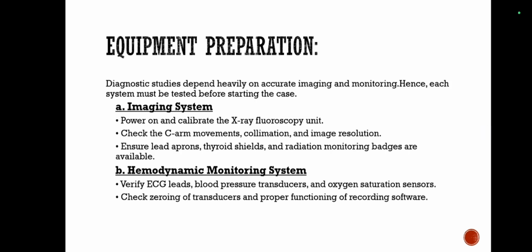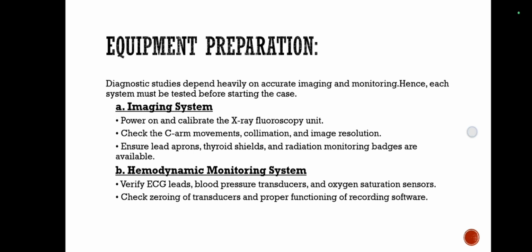Next, equipment preparation. How we will prepare the equipments for the procedure. The first one is the imaging system. We have to power on and calibrate the X-ray machine. So X-ray fluoroscopic unit should be set on and it should be calibrated. The next one is the C-arm. We have to check the C-arm whether its movements are okay, is it normal? And next we have to check the collimation and also the image resolution.